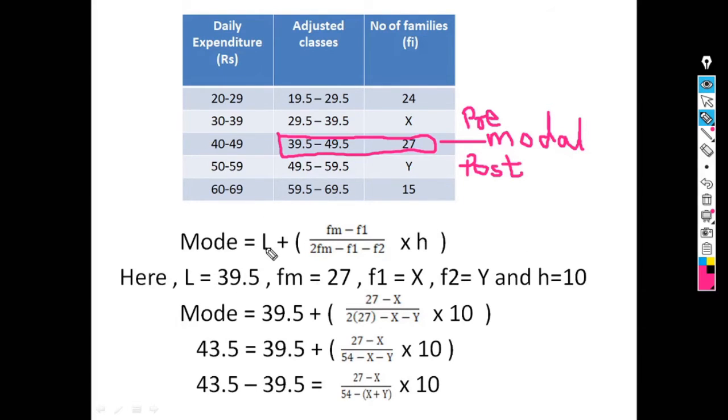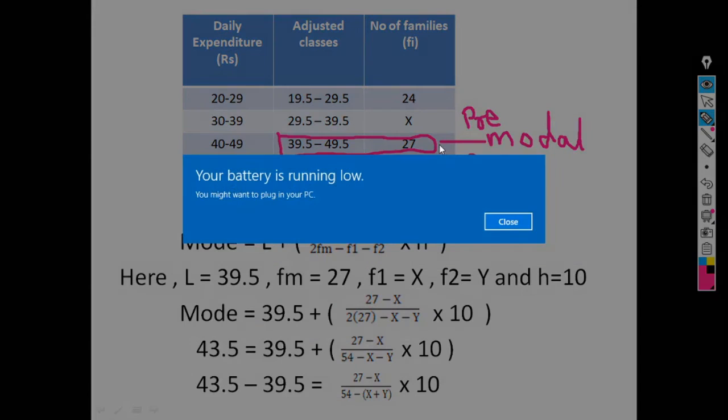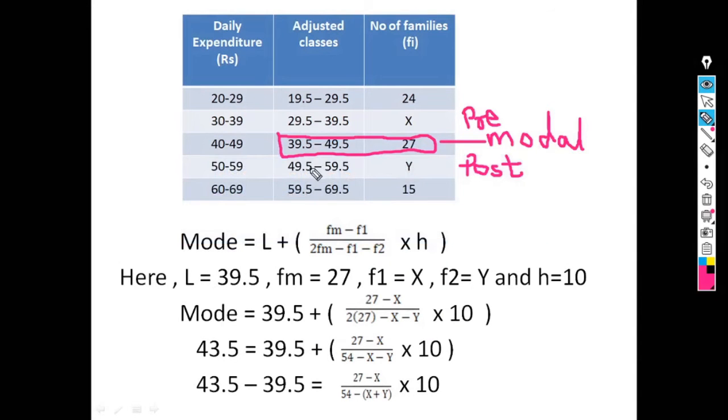Here L means lower limit of the modal class, so it is 39.5. Fm means frequency of the modal class, which is equal to 27. F1 is the pre-modal frequency, that is x. F2 is the post-modal frequency, that is y, and h is the class width. Class width is calculated by using the formula upper class boundary minus lower class boundary, that is 49.5 minus 39.5, which is equal to 10. Just substitute all these values in this formula.